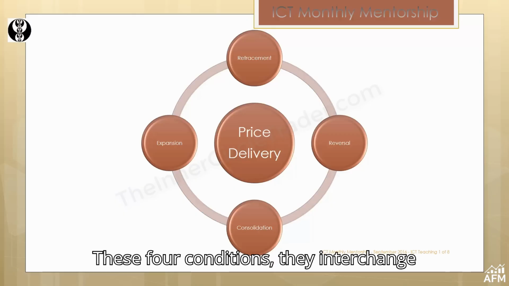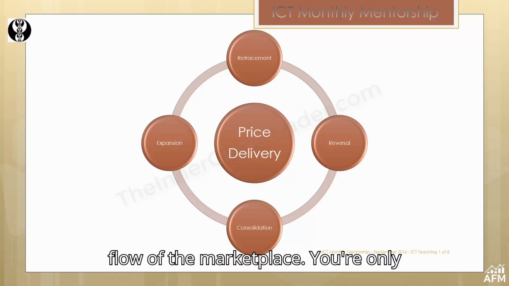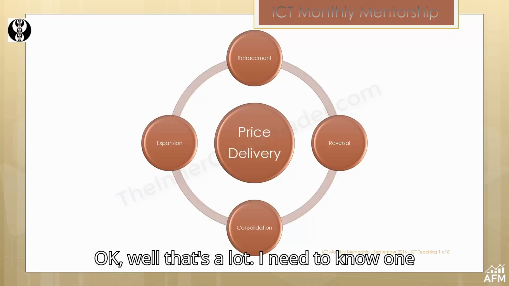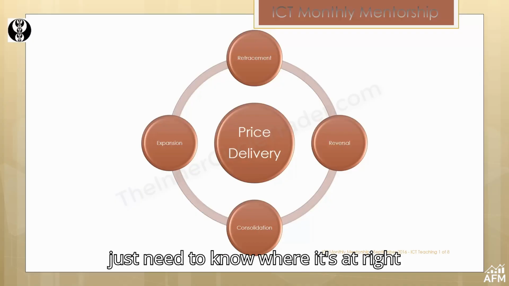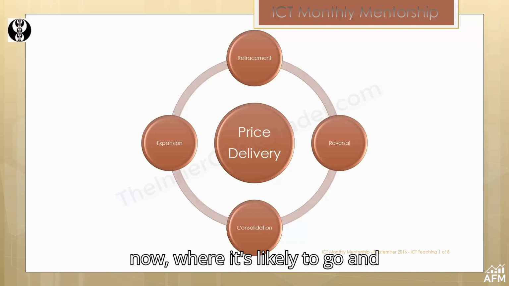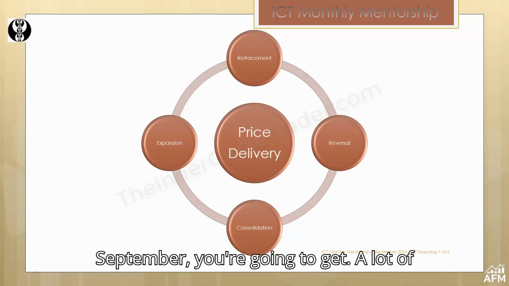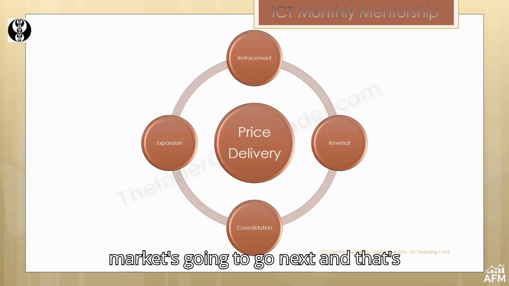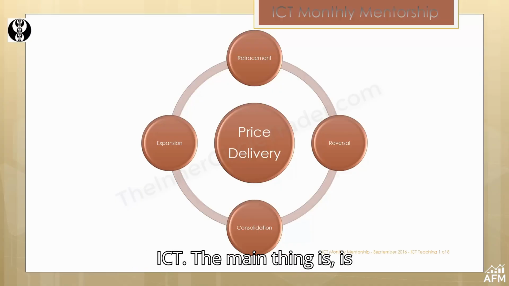These 4 conditions interchange throughout the ups and downs and ebbs and flow of the marketplace. You're only going to get one of these 4 conditions. Now you're probably saying, okay, well that's a lot. I need to know one of these things to make a trade. No, you just need to know where it's at right now, where it's likely to go, and where it came from. And over the course of the month of September, you're going to get a lot of understanding about how to know where the market's going to go next. And that's going to fill in a lot of the gaps that you've had with teaching directional bias ICT.